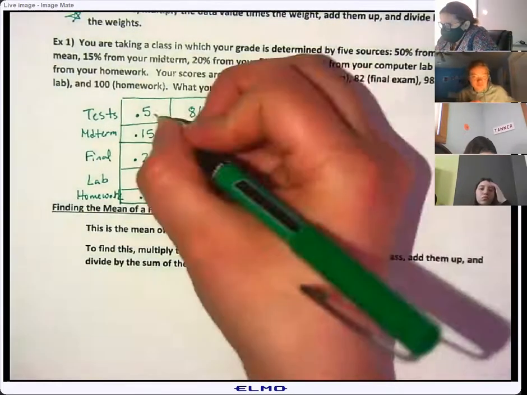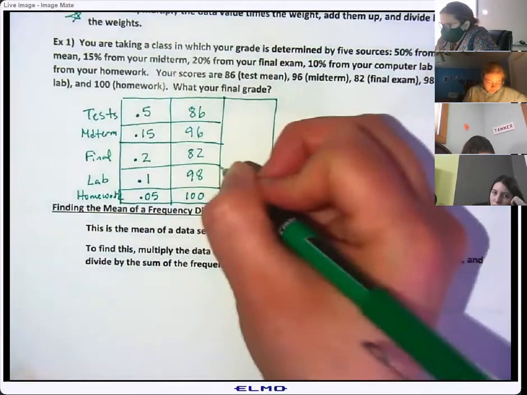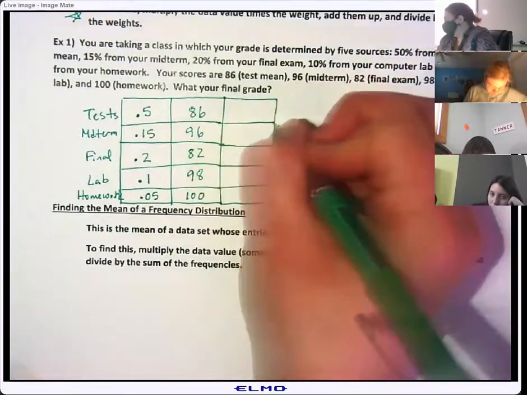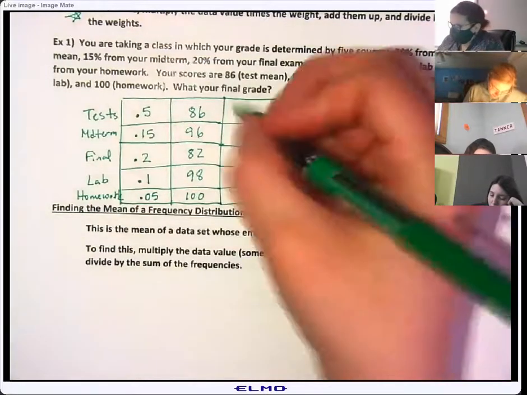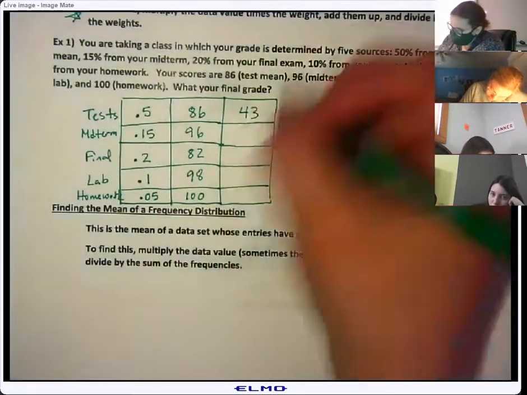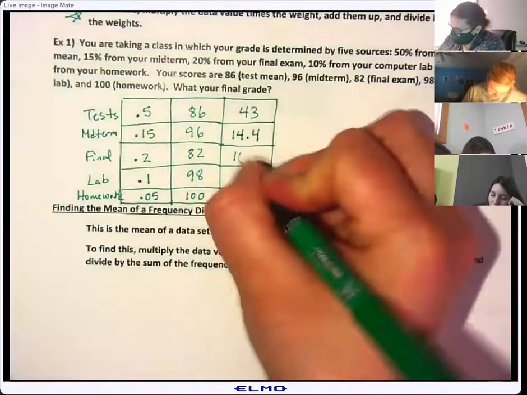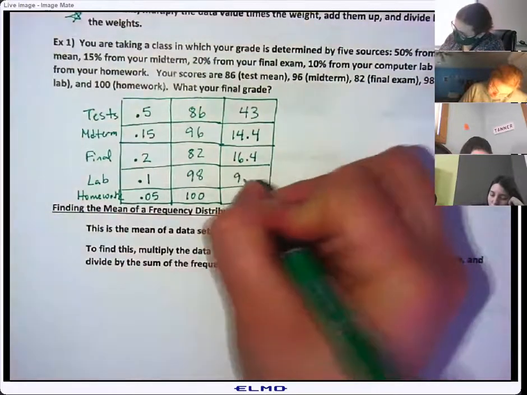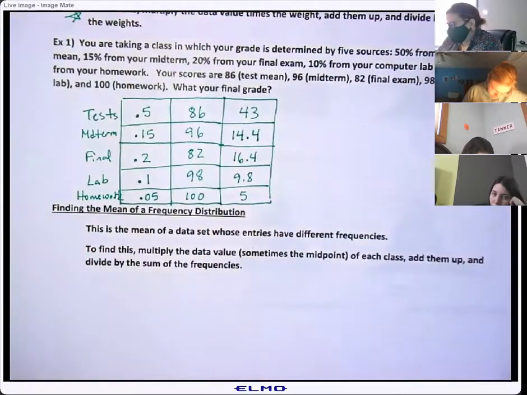So the next thing we do is we multiply these two, because we will need one more column. Multiply these two and then add them all up. So 50% of 86 is 43. 15% of 96 is 14.4. And then you add them all up.